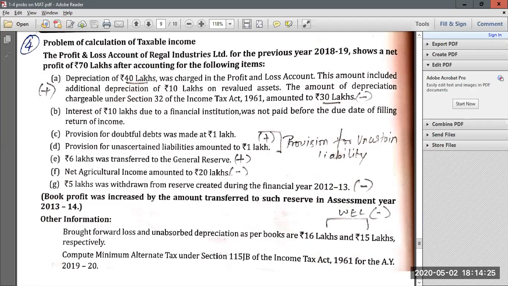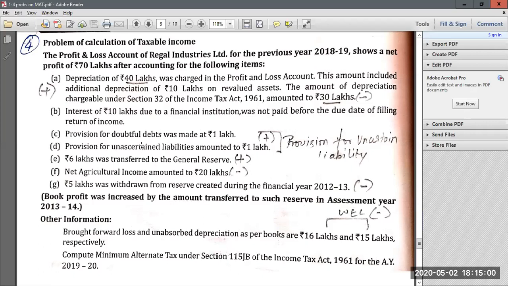So this 40 lakhs you should add to net profit. Then 40 lakhs minus 10 lakhs, the 30 lakhs you get will be your depreciation excluding the depreciation on revaluation of assets. So this 30 lakhs you should deduct from net profit. So 40 lakhs you should add, and 30 lakhs will be the depreciation which you should deduct from net profit. Then interest of 10 lakhs due to a financial institution, not paid before the due date of filing return of income. This item will neither come under statutory additions nor deductions as per the format of book profit. So you should ignore it.